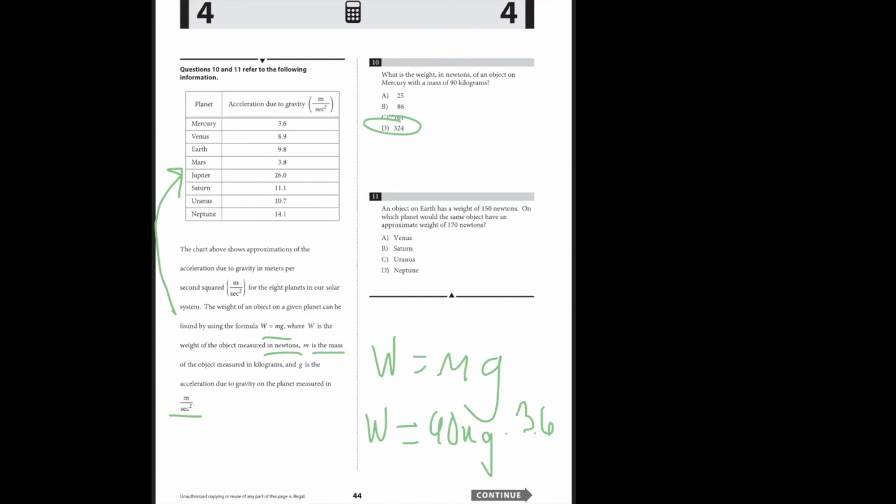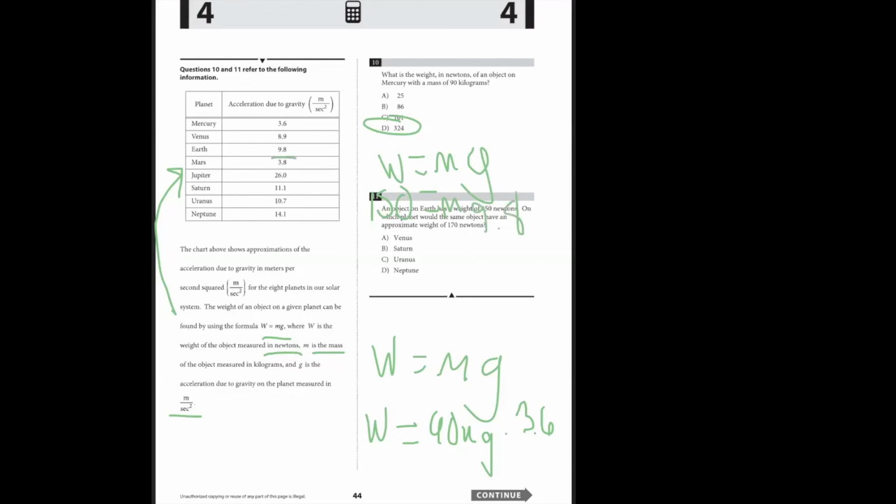Let's look at number 11. It says, an object on Earth has a weight of 150 newtons. On which planet would the same object have an approximate weight of 170 newtons? For this problem, what I would notice first is that it's giving you the weight, so in the W equals mg equation, we already know that the weight is 150. We don't know the mass, so that's still an m, but we know the g because, from science class, the g of Earth is always 9.8.